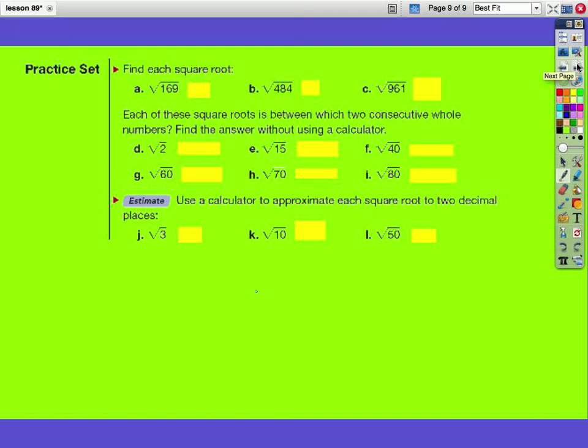So on the practice set, there's a lot of problems. I'm going to do letter D for you because those are the tricky ones. It says those are the ones where we have to find between what two consecutive whole numbers. So I see the square root of 2. Okay. Now, let's think of the perfect squares. I know 1 is close to 2, and I know 4 is close to 2. Our perfect squares. Square root of 1 is 1. Square root of 4 is 2. So since 2 is between 1 and 4, the square root of 2 is going to be between the square roots of those 1 and 4, which is 1 and 2.